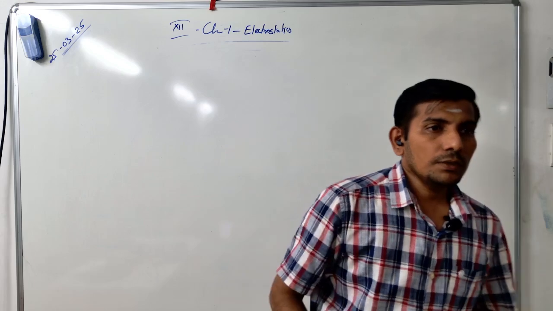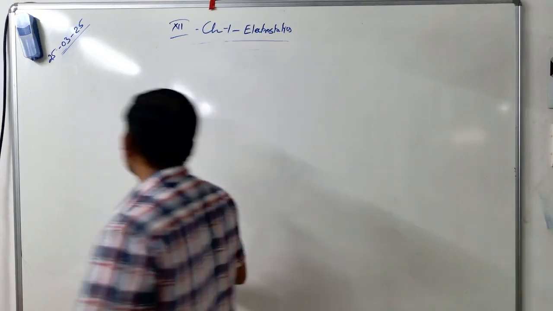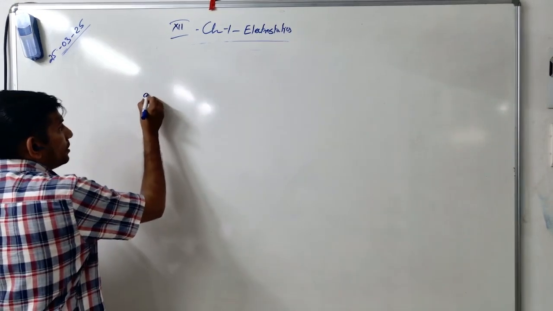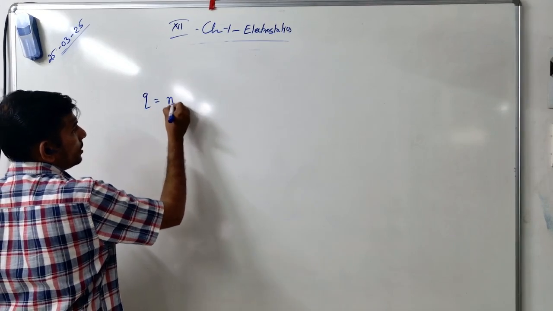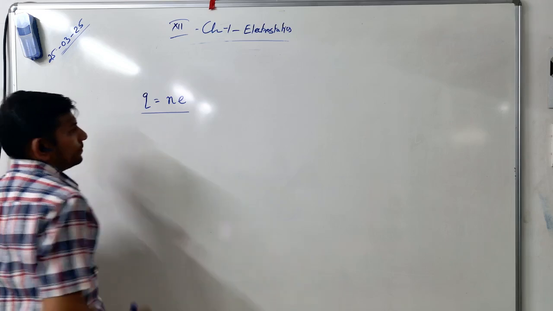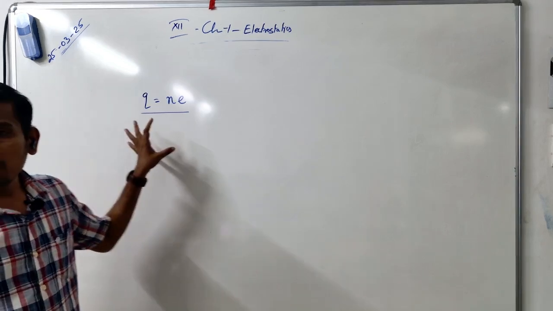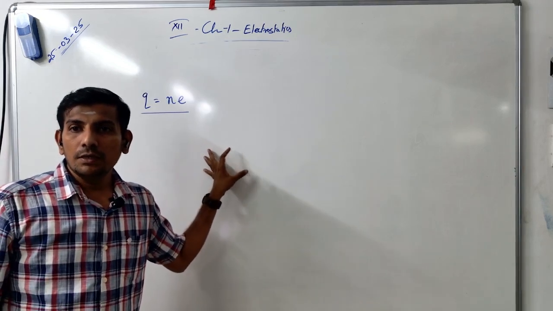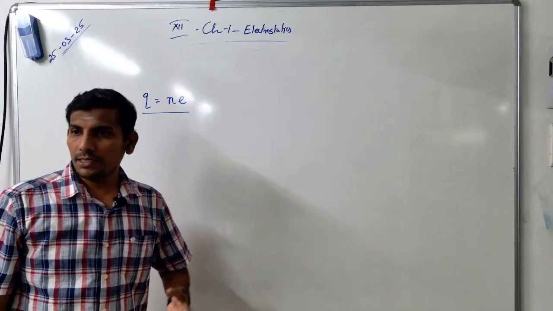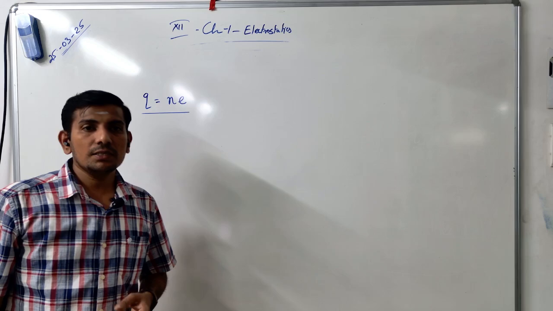So we learned something that is N into E. We call this the quantization of the charges. Q is equal to N into E. What do we mean by this statement? Q is equal to N into E. The charges are quantized. What do you mean by charges are quantized?